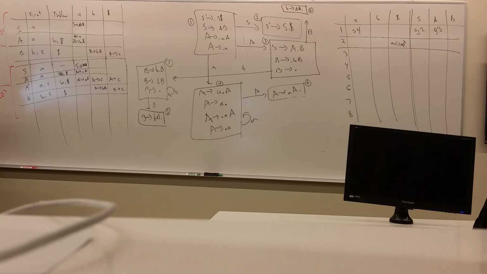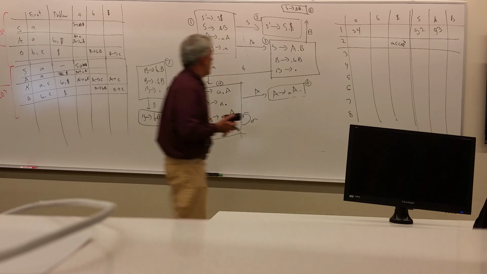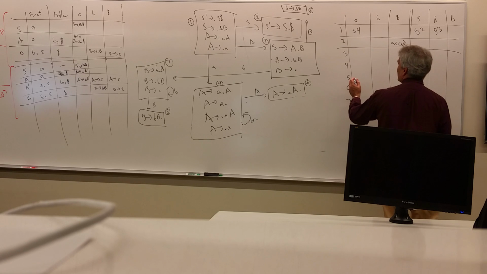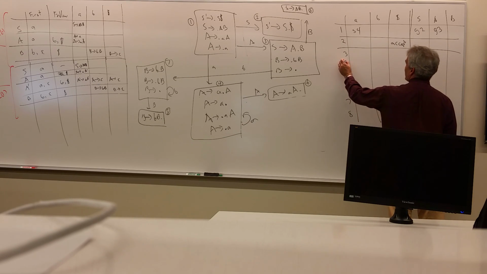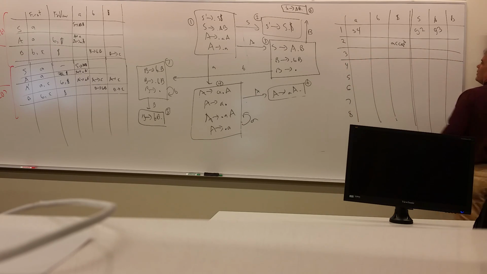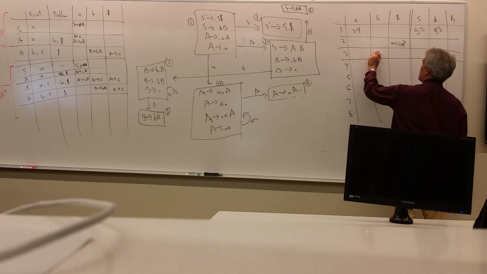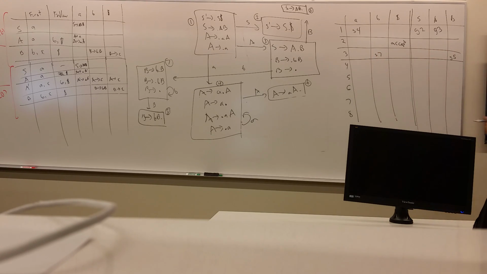All right, so that's easy. State 3 gets more fun. State 3 and a B, we go to 5. That's not a problem. And on a lowercase b, we shift into 7. And now for the fun bit.